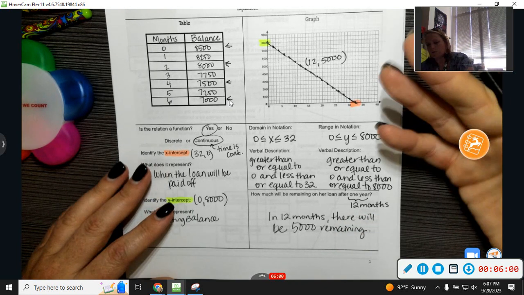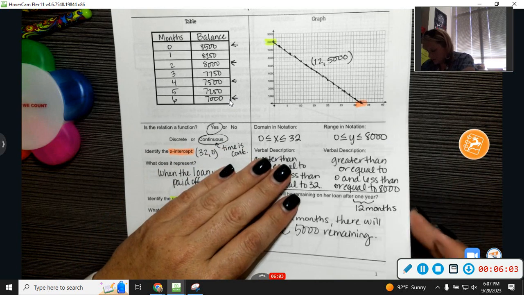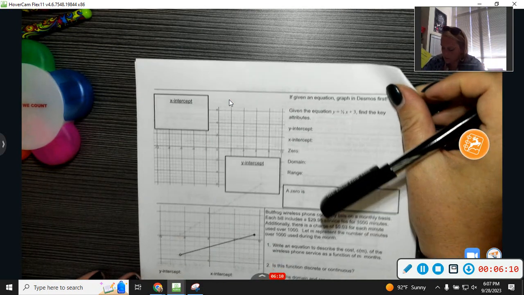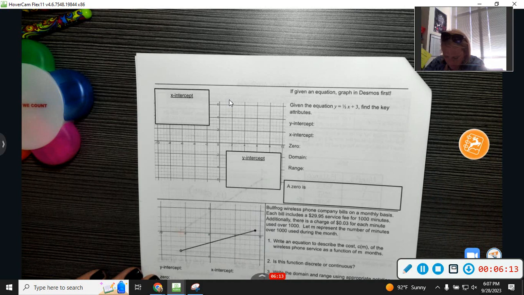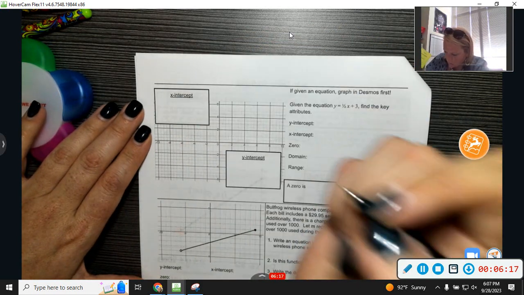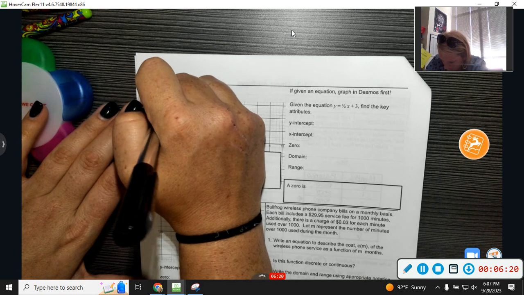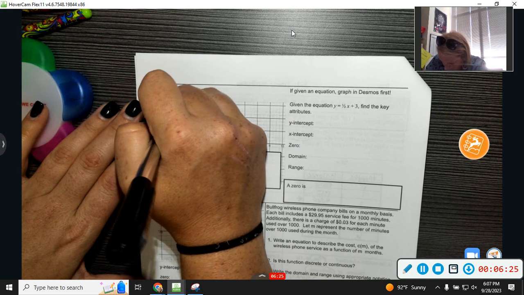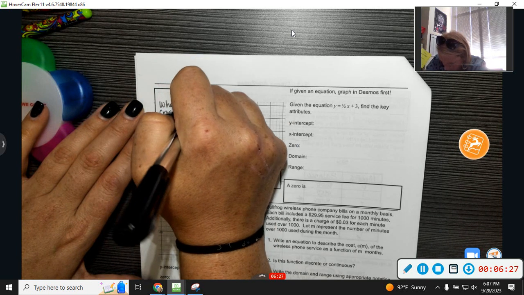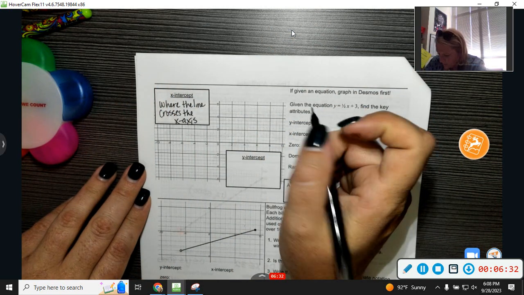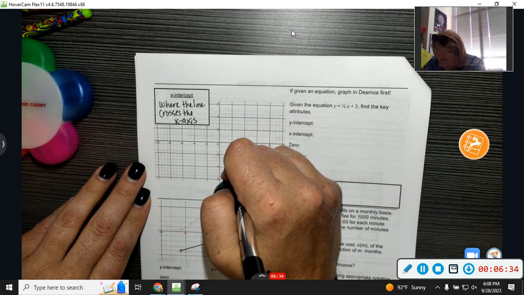Okay, so here's a real world problem where you're doing that. Let's go over some things with the x-intercept and y-intercept. An x-intercept is where the graph crosses the x-axis. And the y-intercept is where the graph crosses the y-axis.